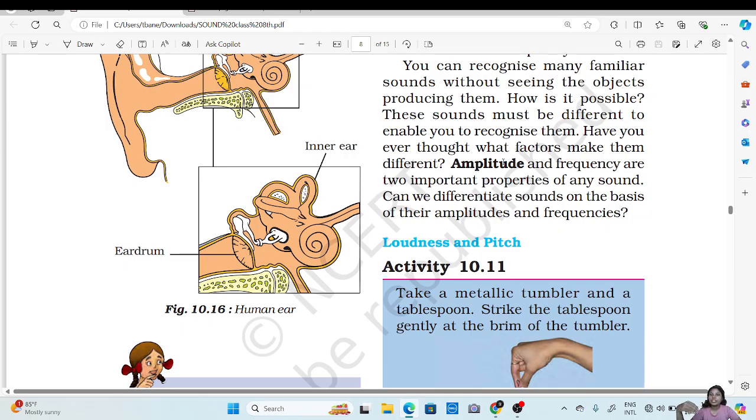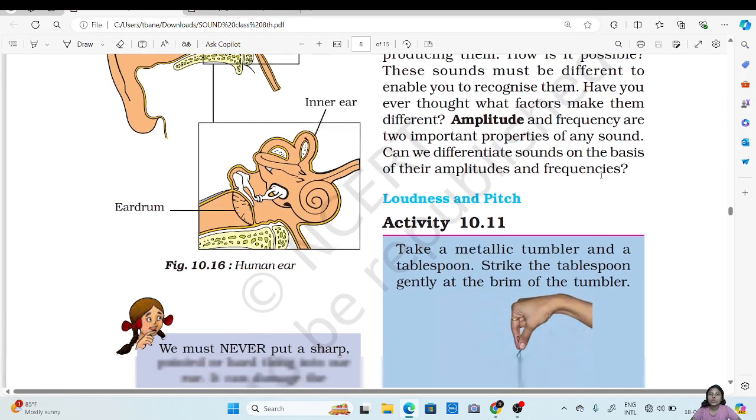But if you look at diesel bikes, they travel at a very high pitched sound, right? So now, on what factors do we differentiate between these two sounds? Both are sounds, but the electric bike sound has a lower pitch, whereas the diesel bikes have a slightly higher pitch. So now amplitude and frequency are two important properties of any sound.